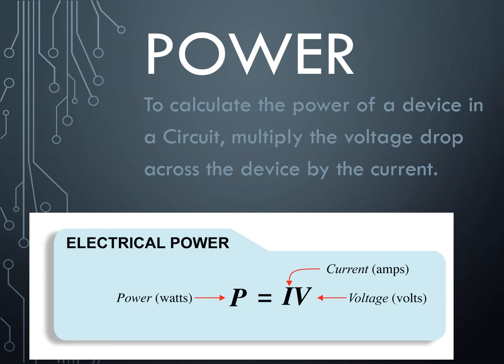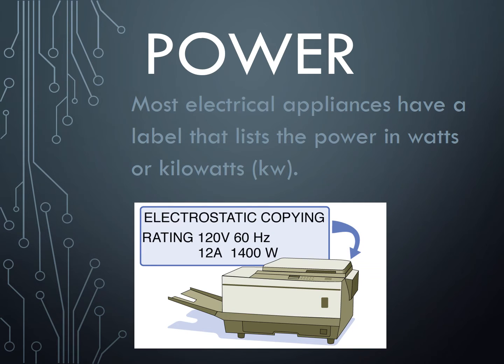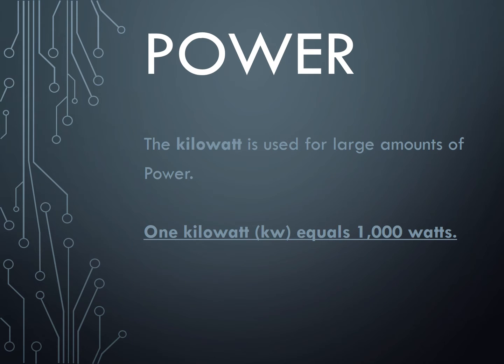Another thing we have to do is calculate the power of a device in a circuit. So we must multiply the voltage drop by the current. Power is in watts, current in amps, and voltage in V. Most electrical appliances like photocopiers or maybe microwaves, you'll see that it says watts or kilowatts. The kilowatt is used for large amounts of power. So 1 kilowatt equals 1,000 watts.